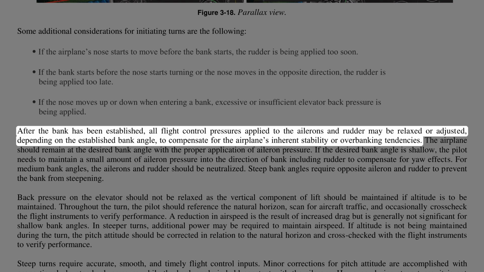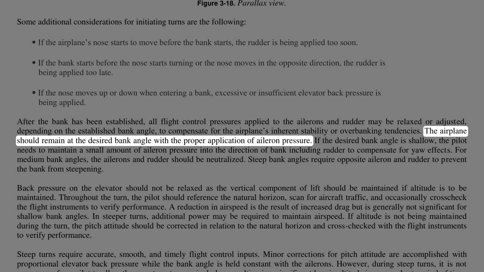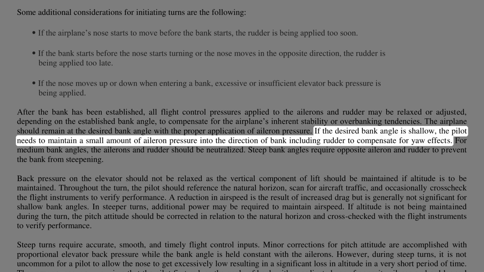After the bank has been established, all flight control pressures applied to the ailerons and rudder may be relaxed or adjusted, depending on the established bank angle, to compensate for the airplane's inherent stability or overbanking tendencies. The airplane should remain at the desired bank angle with the proper application of aileron pressure. If the desired bank angle is shallow, the pilot needs to maintain a small amount of aileron pressure into the direction of bank, including rudder, to compensate for yaw effects.